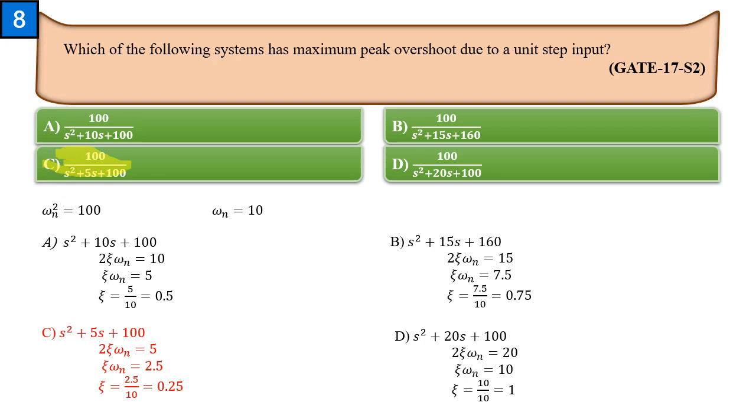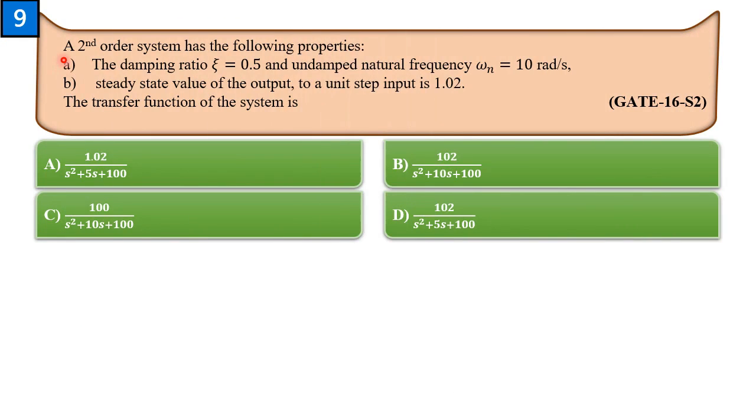Option C. So now I'm going to move to the next question. A second order system has the following properties. The damping ratio zeta is equal to 0.5 and the undamped natural frequency omega n is 10 radian per second. The steady state value of output to a unit step input is 1.02. The transfer function of the system is.